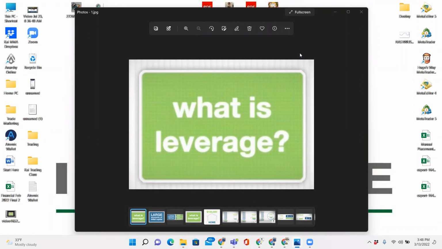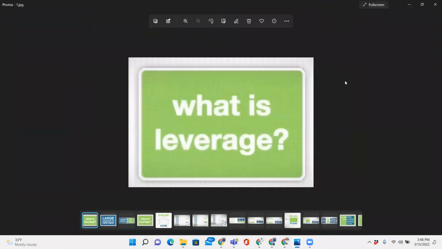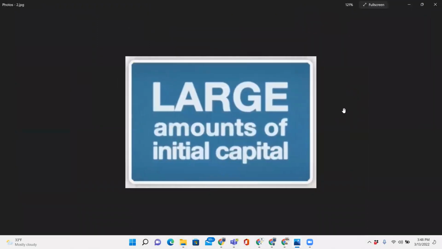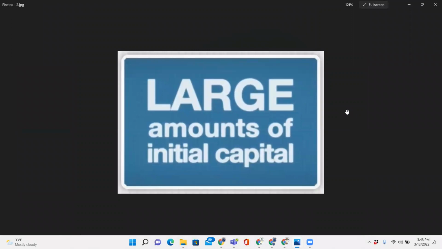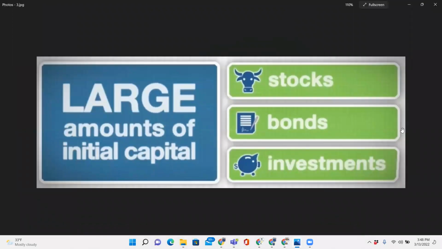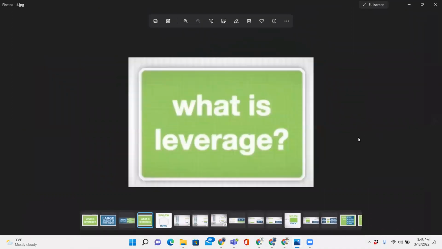Today's video, we're going to attempt to explain what is leverage. Let's start our video. So once again, what is leverage? Most people believe that you need a large amount of initial capital to invest. That's not necessarily true for Forex. You do need a large amount of initial capital to do stocks, bonds, or other investments, but not for Forex. So what is leverage?